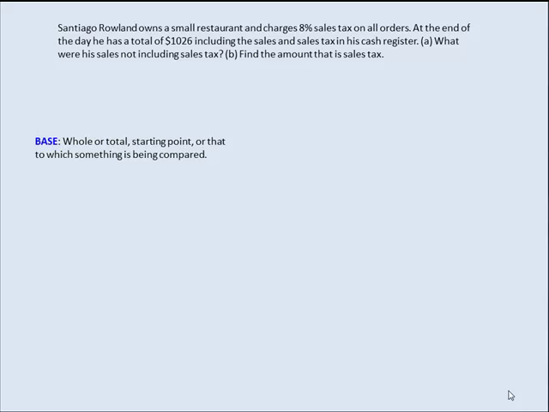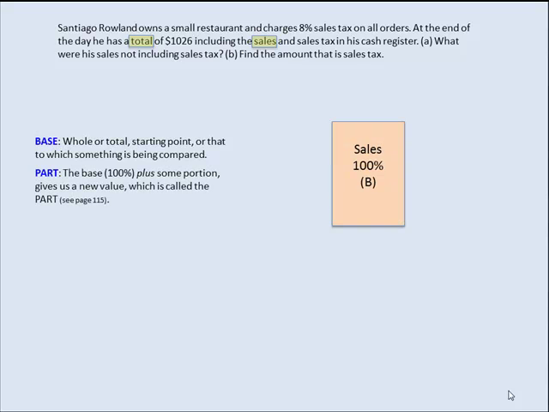We know that the base is the whole or total, the starting point, or that to which something is being compared. In our problem here, the total sales becomes our base. The base plus some portion gives us a new value which is called the part. In this problem, the plus some portion is our sales tax.